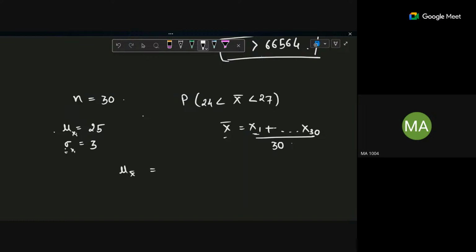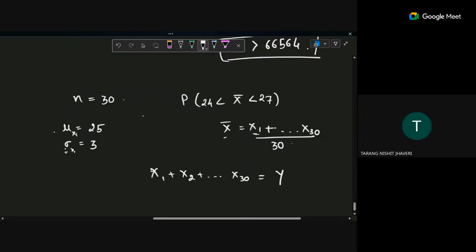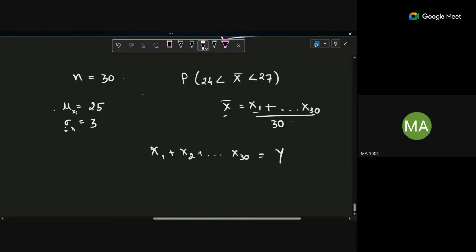X bar. Ma'am, it will be the sample. Yes. For the sample mean it will be the same. Mean of x1, x2 to x30. Let's say it as a capital X, fine. Or let's say capital Y. The sum of x1 to x30. Ma'am, but we know that the sample mean's expectation is the same as that of the original mean. Yes. That sample mean is 25. That's correct. I have changed it to just the sum of 30 random variables.